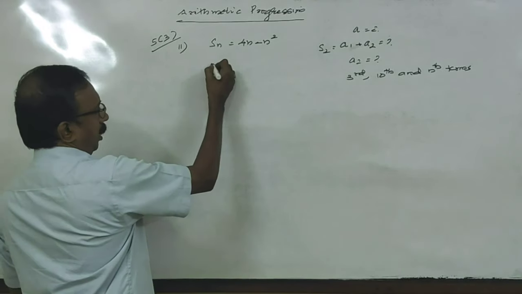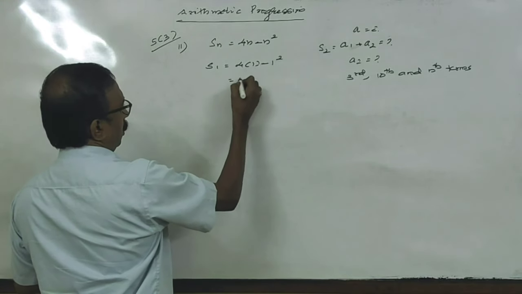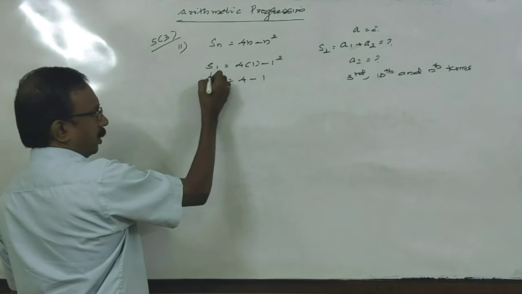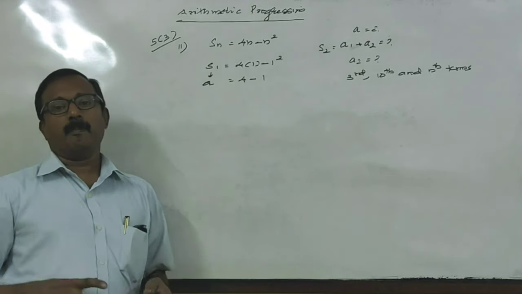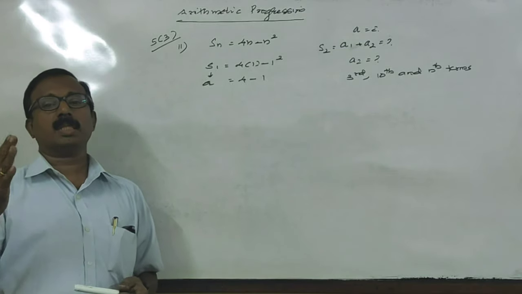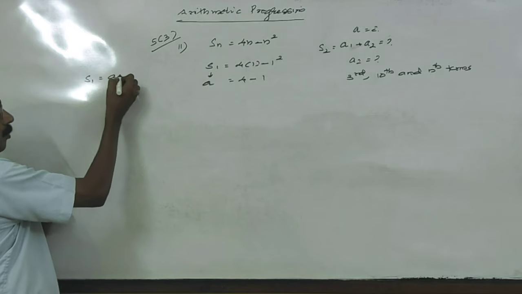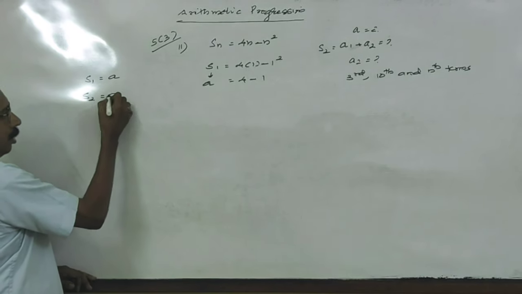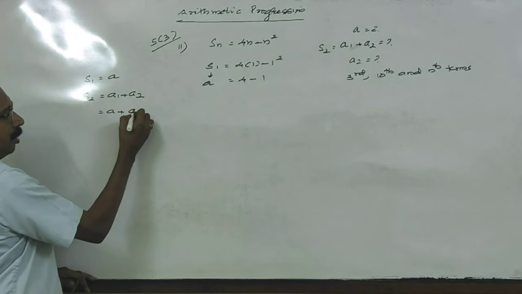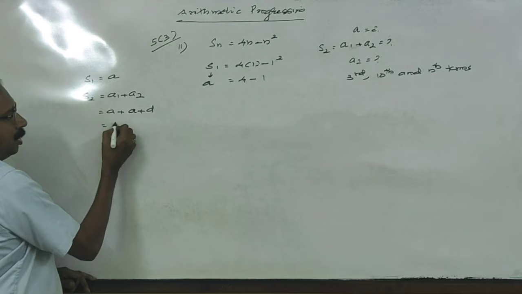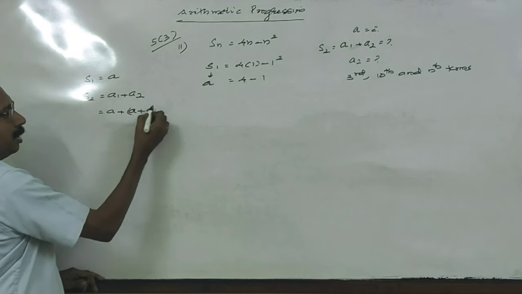S1 is 4 into 1 minus 1 squared, that is 4 minus 1, which is 3. S1 is the first term, a. S2 is a1 plus a2, that is a plus a plus d, that is 2a plus d. S3 is a plus a plus d plus a plus 2d, that is 3a plus 3d.